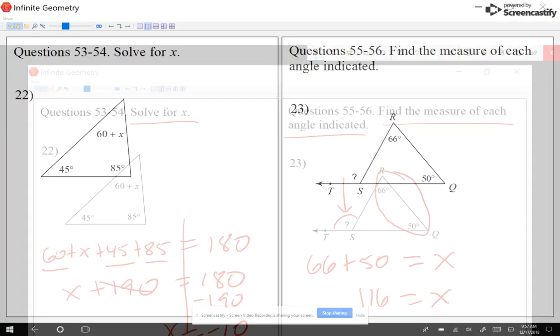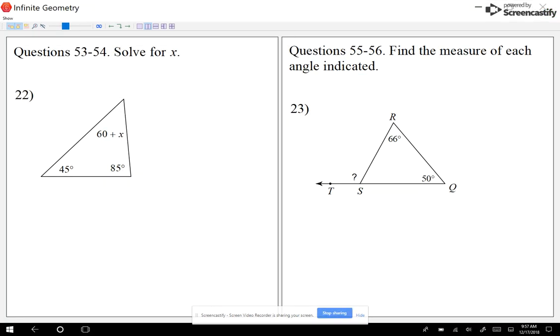Now for the review from today, I'm going to stop here. So we'll finish the review tomorrow.